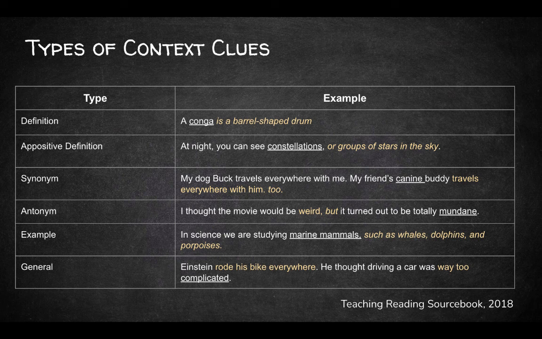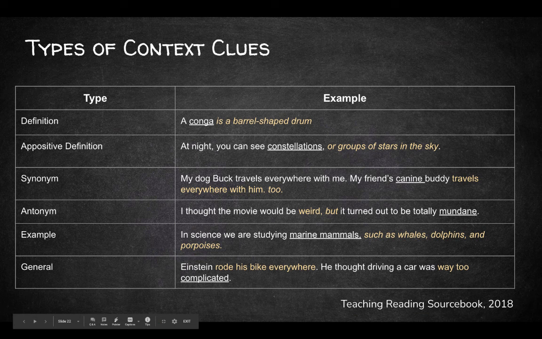The next type is an example. For example, in science, we are studying marine mammals such as whales, dolphins, and porpoises. In this example, we have a comma and then the keywords such as, and so that signals the reader that examples are to follow. So we can use the clues whales, dolphins, and porpoises to understand the terms marine mammals.